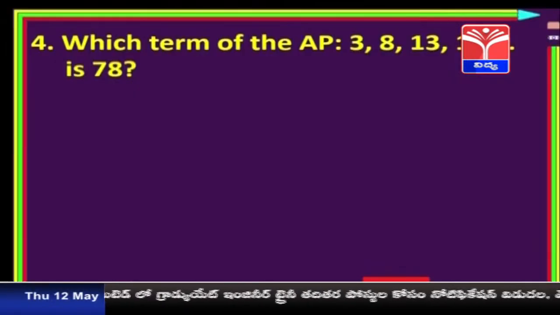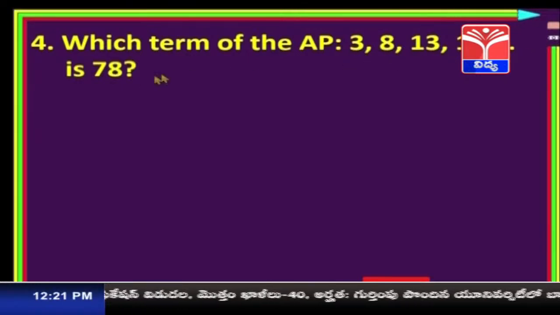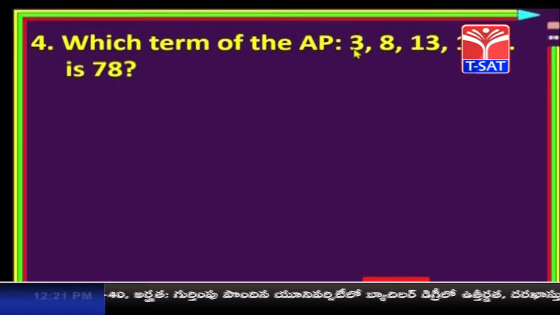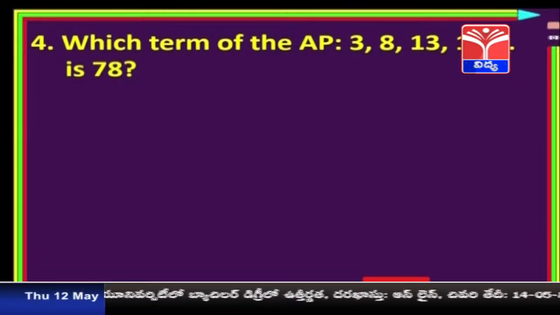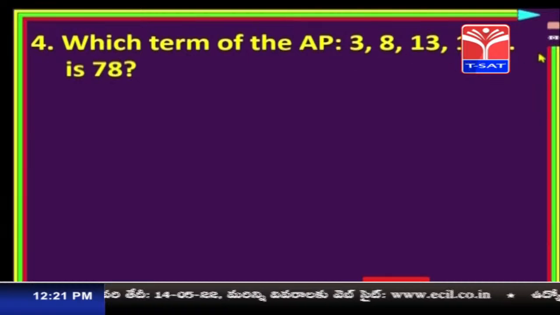Which term of the AP 3, 8, 13, 18, and so on is 78? So, 3, 8, 13, 18 is an AP, it is given. In this progression, somewhere we may or may not get the number 78. So, that we have to check. Let us consider the given number 78 as a n, then solve by using the nth term formula, we will get which term is 78.